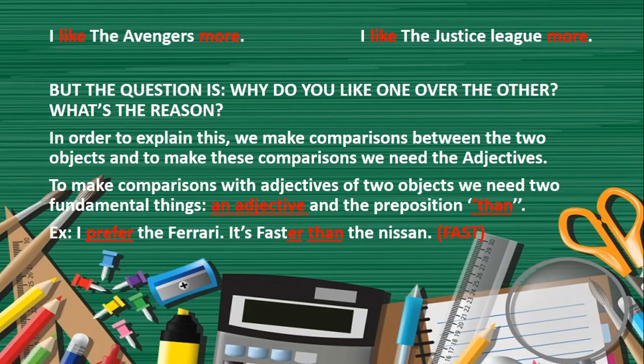Those letters are E and R. And why do we have E and R there? Because when you are making comparisons between two objects with adjectives, it's important to place the adjective in the comparative form. The adjectives have a simple form, like fast, beautiful, good, bad, and they have a comparative form, right?